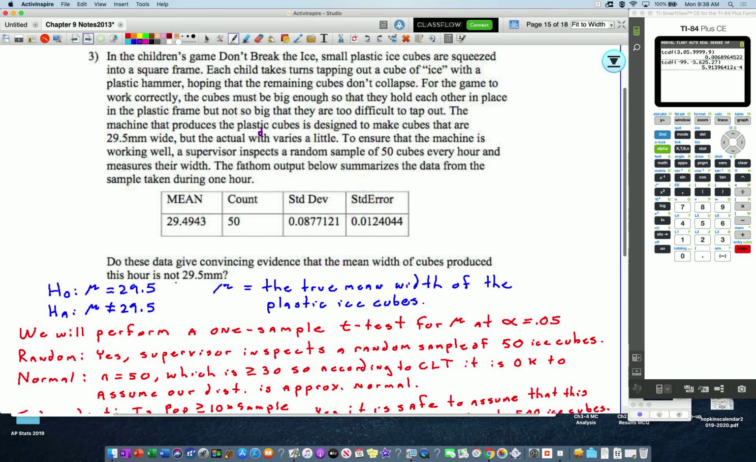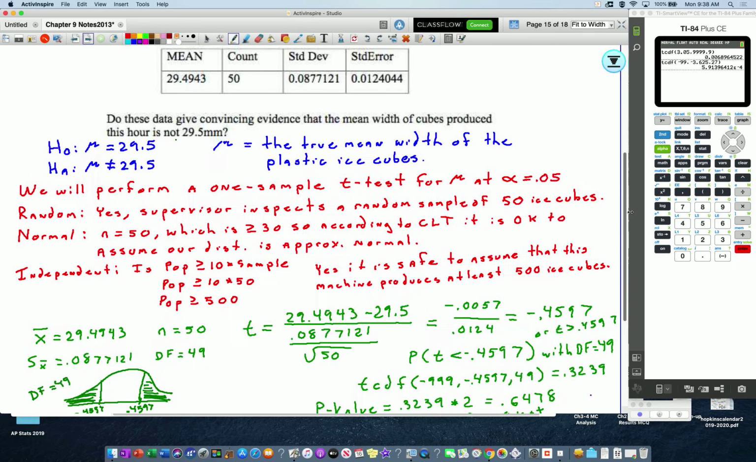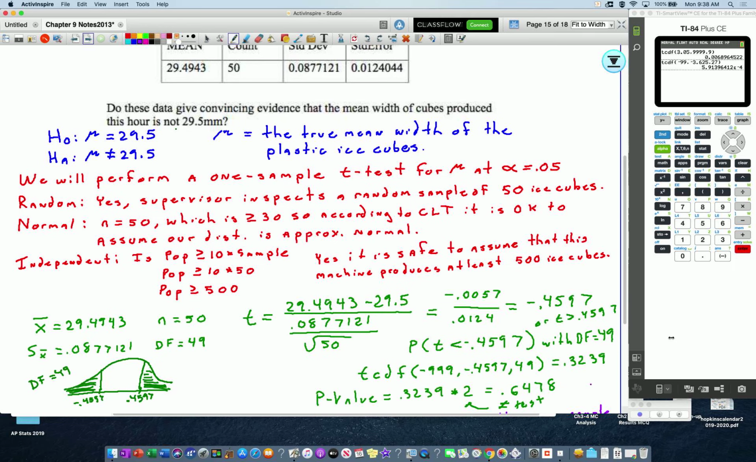All right, so now, the plan. You'll love the plan when this happens. So again, state the test. One sample t-test because we're talking about a mean, and we're doing it at the 5% level. So, is it random? Absolutely. The supervisor is taking a random sample of 50 cubes every hour. Okay. Is it normal? Well, it didn't state it. However, n is 50, which is greater than 30. So according to the central limit theorem, it's okay to assume that our distribution is approximately normal. Okay.